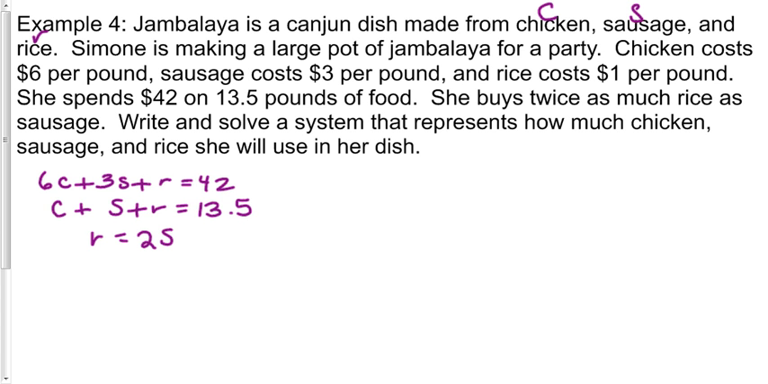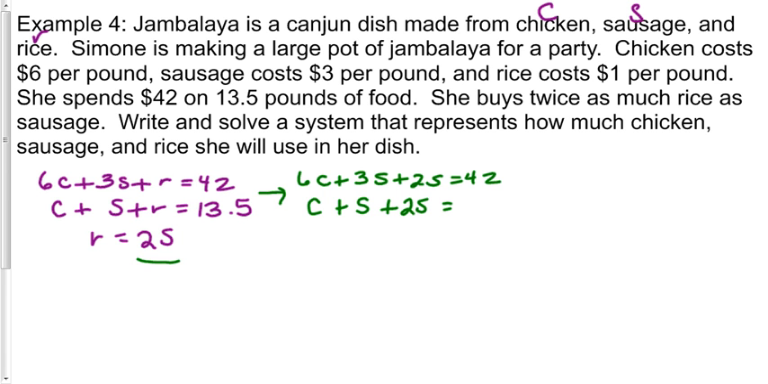Right away, I can take the bottom equation and plug it in for R, make a substitution. If I know that R equals 2S, I can plug that in for each R in these equations. So just rewriting the system here, we have 6C plus 3 times S plus, now I'm going to substitute 2S in R's place, equals 42. And my second equation, making the same substitution, becomes C plus S plus, now I'm plugging in 2S for the R, equals 13.5.